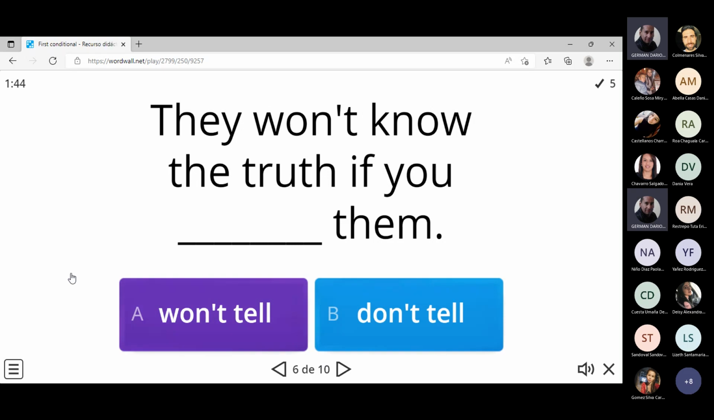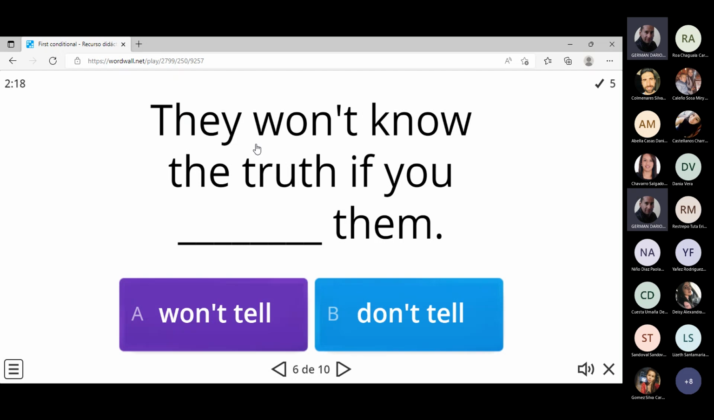Daisy Cuesta. They want now the truth if you them. What do you say, Daisy? Daisy Cuesta. Daisy. Daisy is not here. So Diana Vera. Diana. Daisy dice que la A, profe. Ah, okay. Thank you very much.